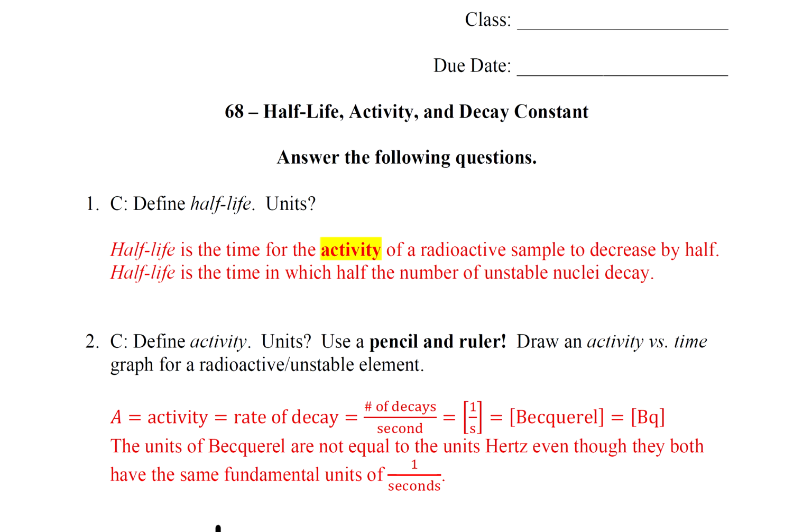Question 14. What is the meaning and units for activity A? Describe and define the variables in the equation. A equals lambda N equals lambda N sub 0 e to the minus lambda t. Activity A is the rate of decay. The units of the activity A are disintegrations per second, or 1 over seconds, or becquerels, Bq.